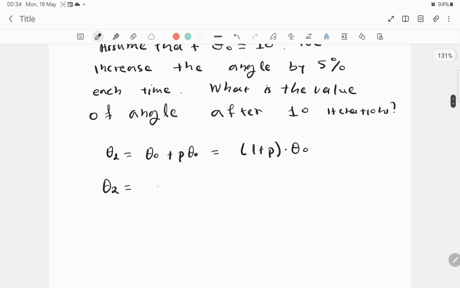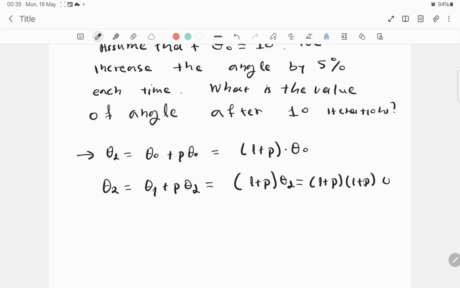Second iteration, theta 2 equals theta 1 plus p theta 1, which is 1 plus p times theta 1. Theta 1 is given by this formula here. So it's going to be 1 plus p, times 1 plus p times theta 0, which is 1 plus p to the power of 2 times theta 0.